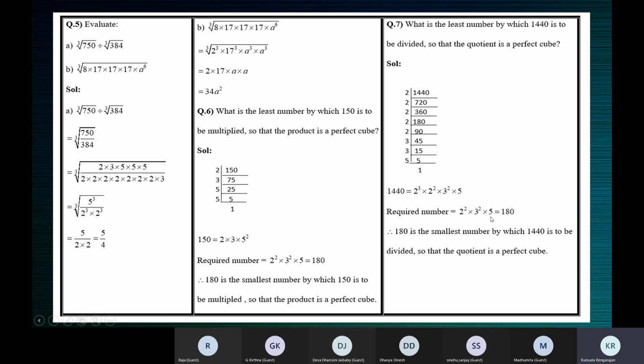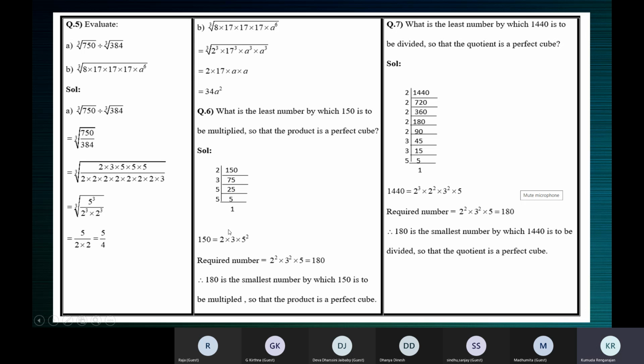So the difference between multiplied and divided is this. I'm talking about question number 6, and I'm using the answer for question number 6. See here. When we have to find the number that is to be multiplied to 150 to make it a perfect cube, this is how we express 150 as a product of primes.